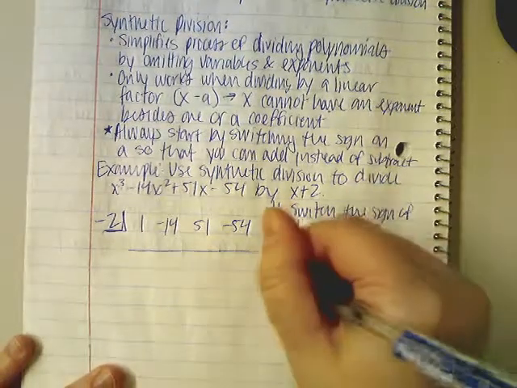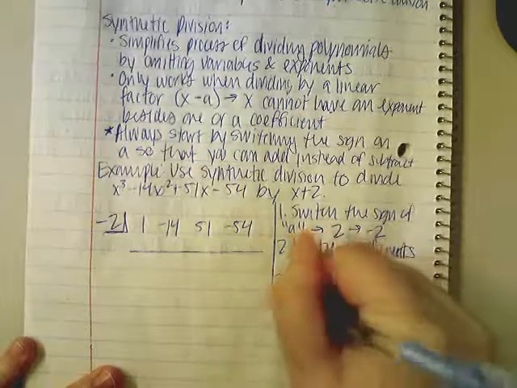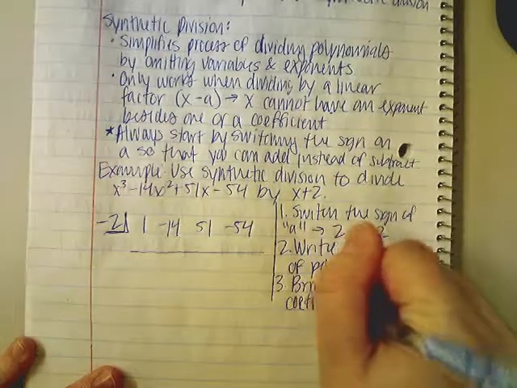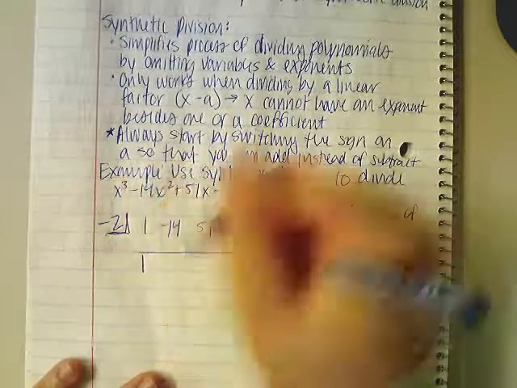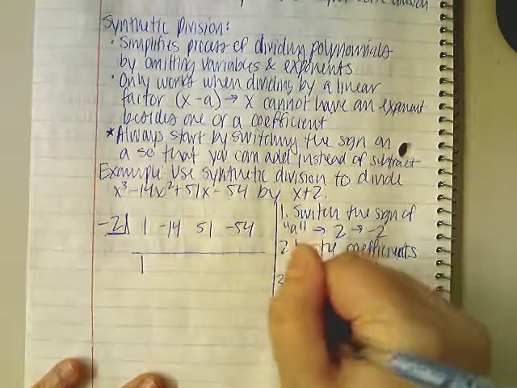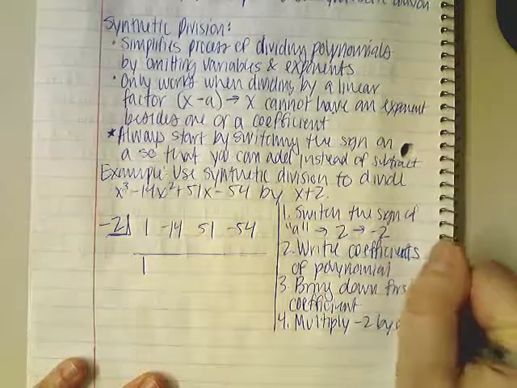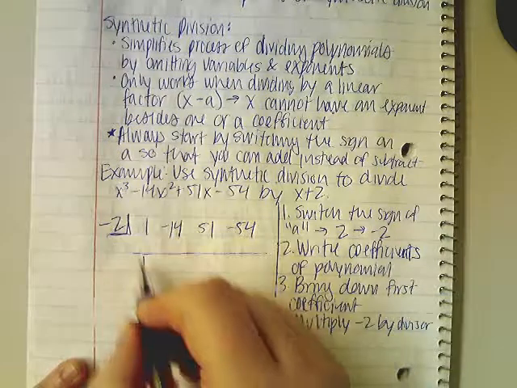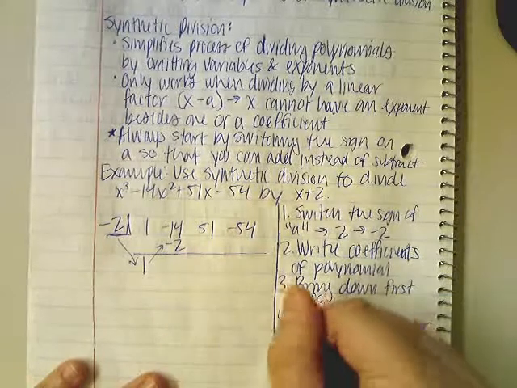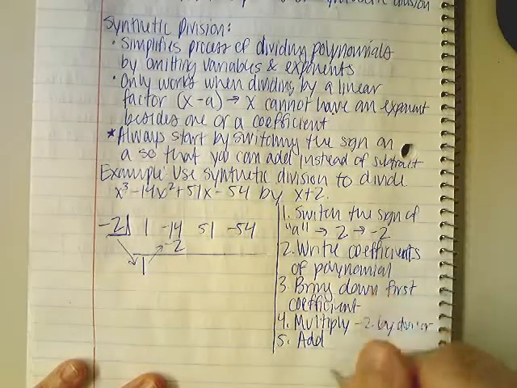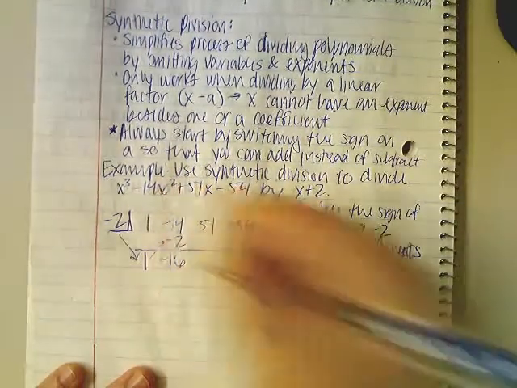So the next step I do is I bring down the first coefficient. In this case, that's 1, so I just bring that down here. And then I'm going to multiply the negative 2 by the number I brought down for each step. So in this case, I do negative 2 times 1, and I get -2, and I'm going to put that here. And then I add straight down. When I do that, I do -14 plus -2, and I get -16.